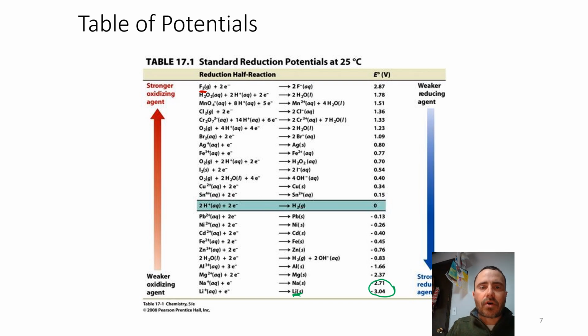We're going to start off our next PowerPoint looking at this table of potentials again, because we're going to need it in order to calculate standard voltages and to determine whether something is going to be a strong redox reaction or a weaker redox reaction. We can calculate that by looking at this table of potentials.